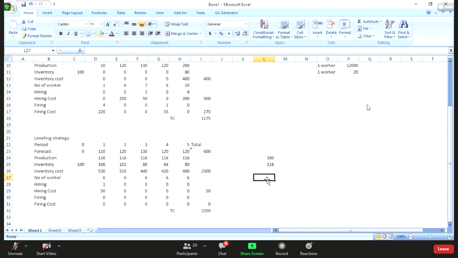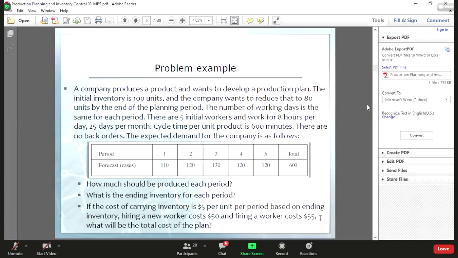Okay, students, is there any question? If no question, then I will go back to the slide again. We already solved this problem. Now let's continue.